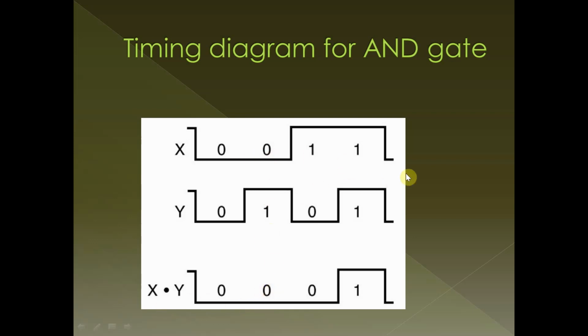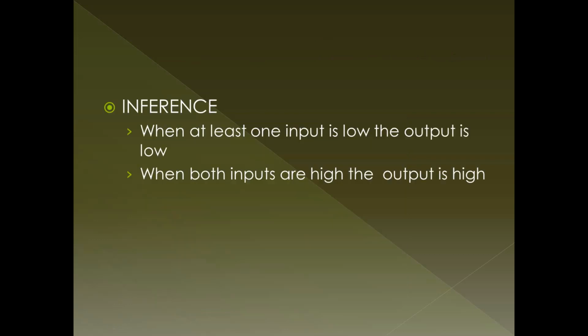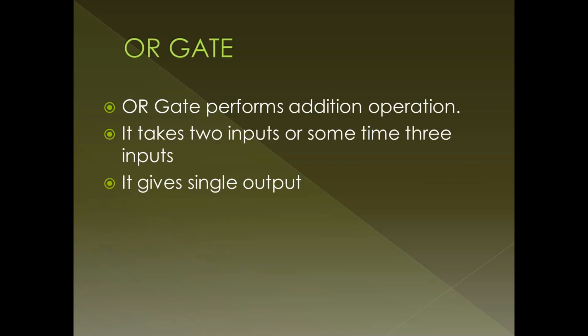Now the same way we proceed with all other inputs. Now look here, supplying 1 for X and 1 for Y, we get an output 1, that is a high signal. Now this is the inference: when at least one input is low, the output is low. When both inputs fed into the AND gate are high, we get a high output.